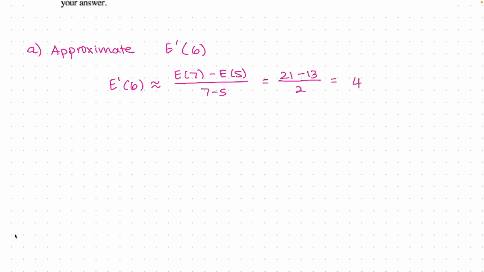Now, it is a word problem, so get in the habit of putting units on. So E prime of 6 is approximately 4 what? What are my units here? Hundreds of entries, but there's more. Remember, this is a rate, so hundreds of entries per hour at t equals 6.